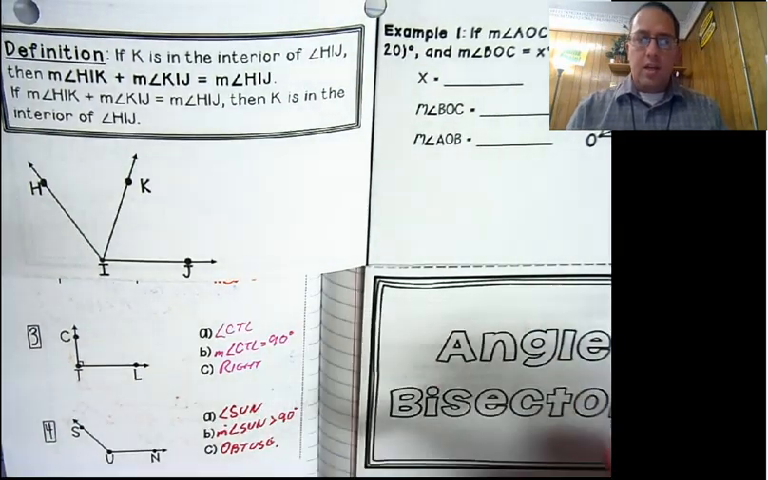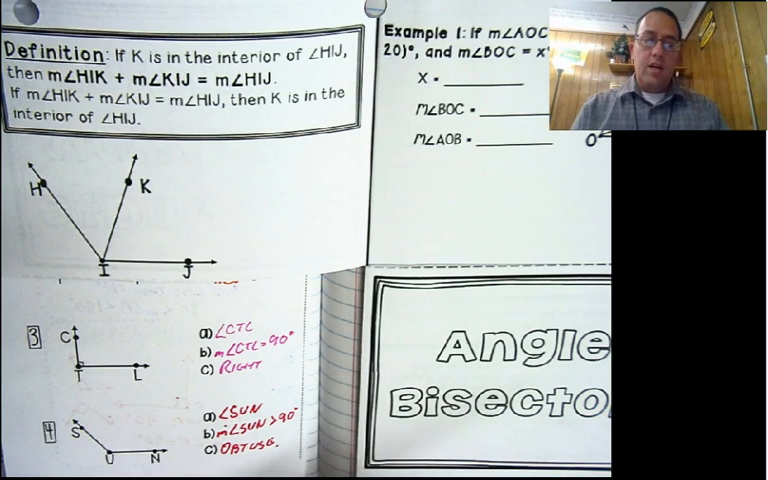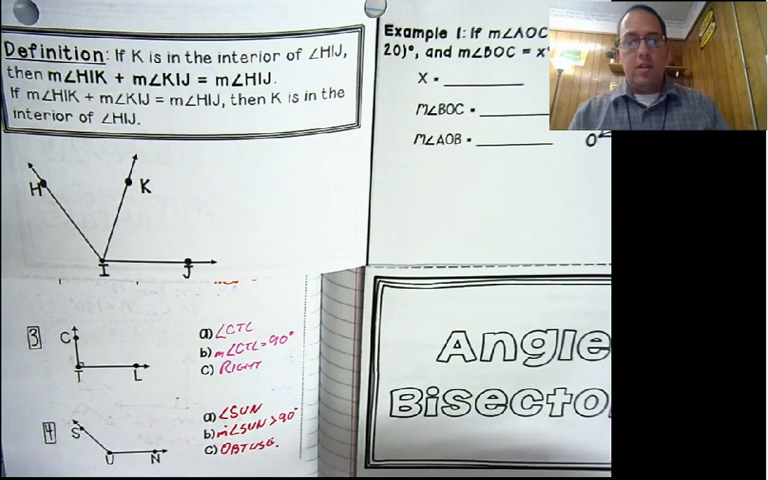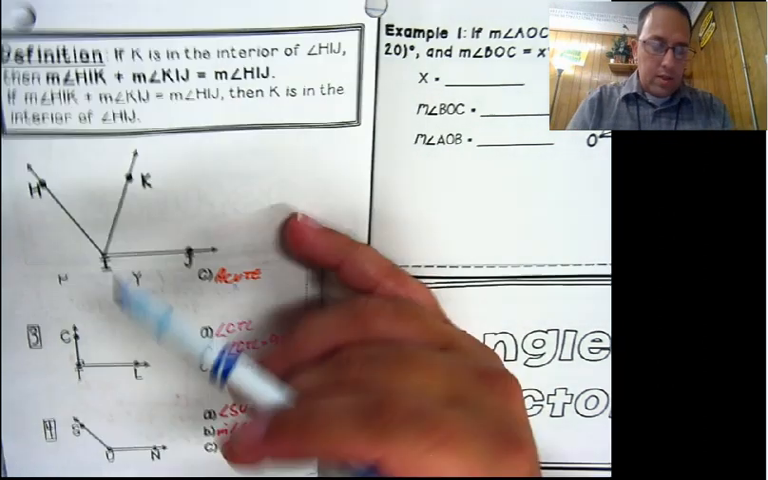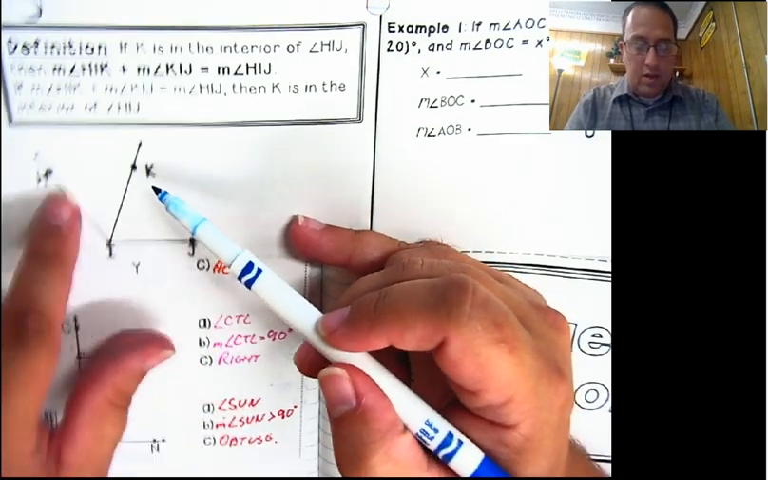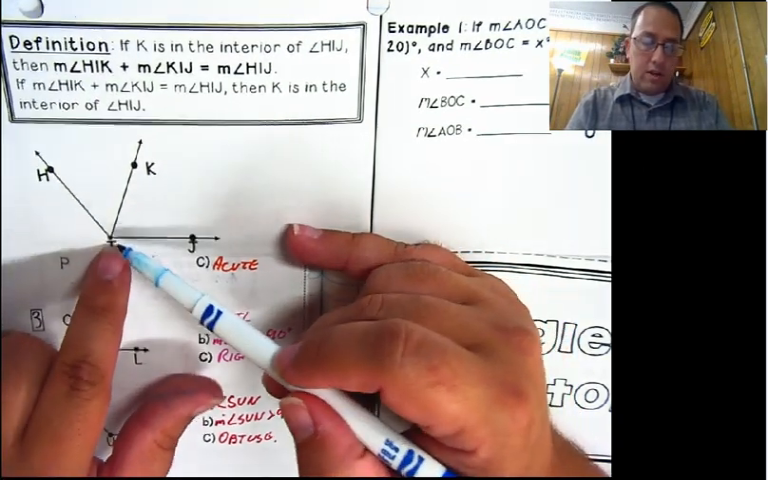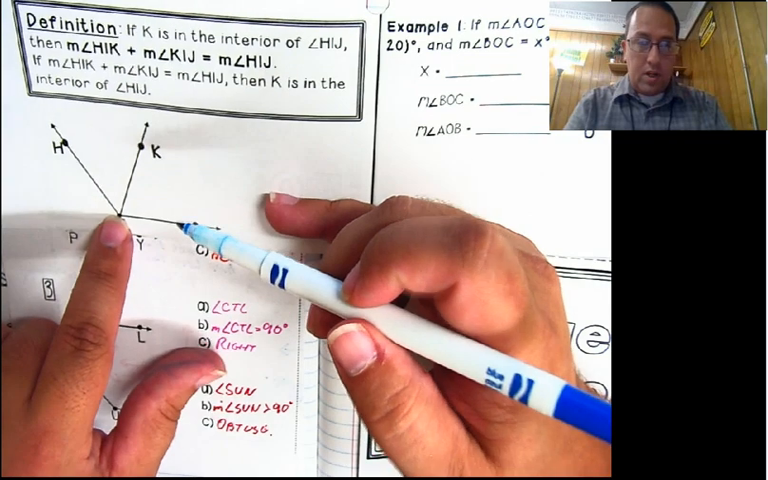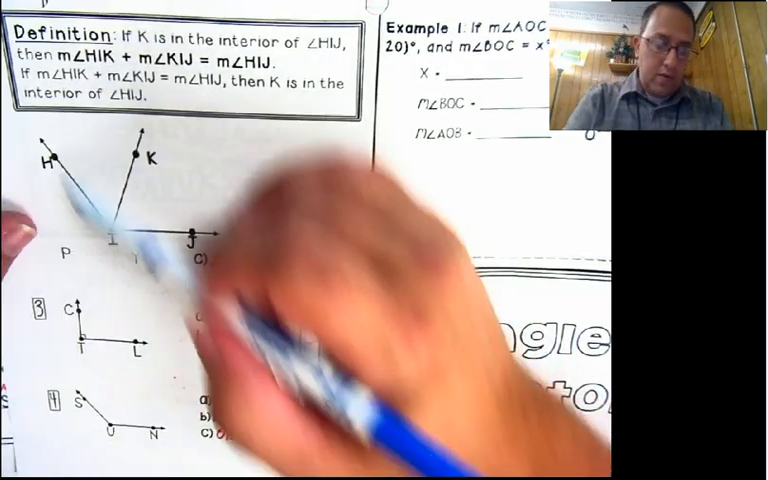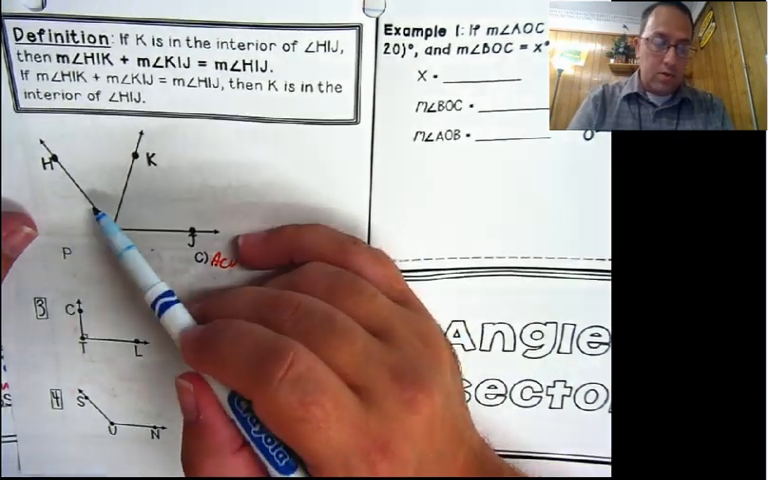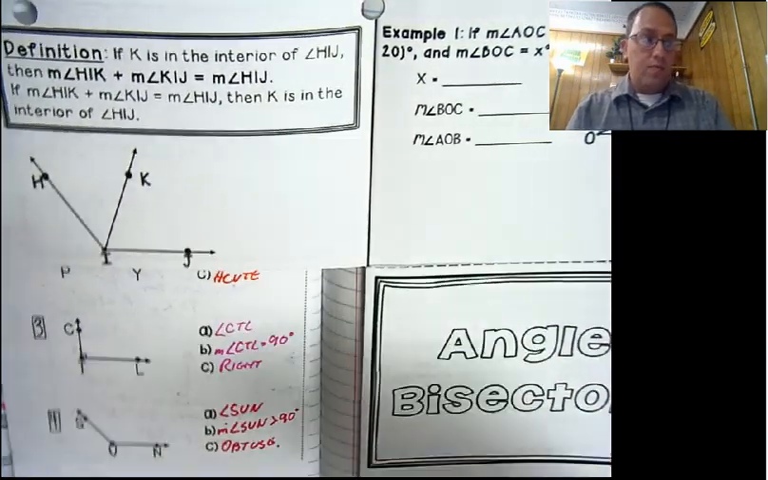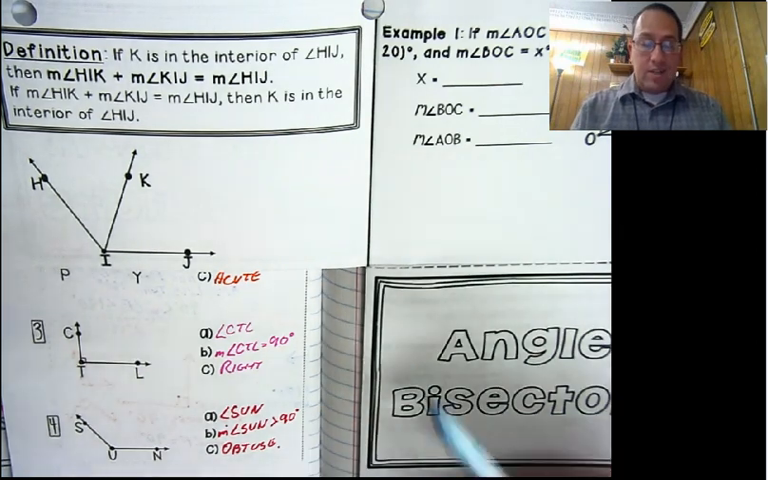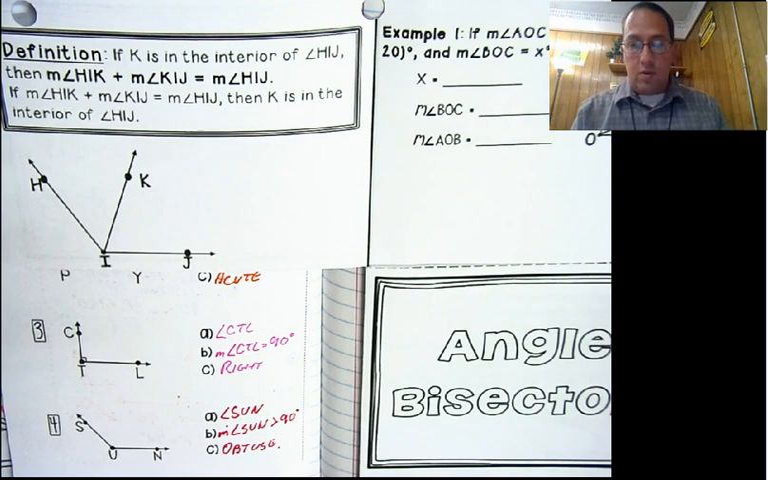All right. The definition says, if K is in the interior of angle HIJ, then the measure of angle HIK plus the measure of angle KIJ equals the measure of angle HIJ. What that means is, if K is inside, we've got these two angles that are next to each other, and we call those adjacent angles. If they have the same vertex, then the measure of angle HIJ, the whole big thing, is equal to the measure of the little one plus the measure of the other little one. Which makes sense. You have this piece plus that piece, it gives you the whole thing.